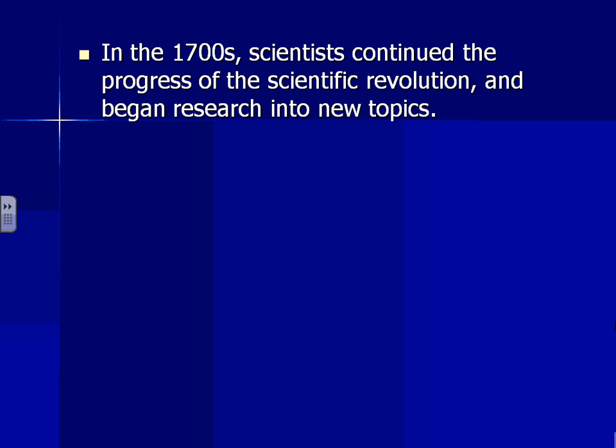So by the 1700s, scientists have progressed the scientific revolution to push into new topics and new ideas. And one of the things that's going to really push the envelope is the understanding of natural laws. Now, let's be clear what a natural law is. Natural laws are basic principles about the universe that we can base other observations upon. For instance, gravity. Gravity is a natural law.